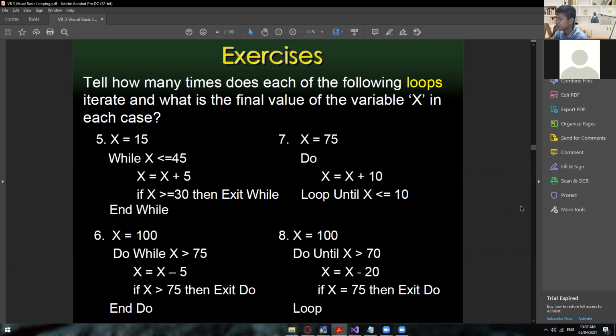Right. So are you guys ready now to continue or to finish the remaining examples that we have in here? Yes, sir.